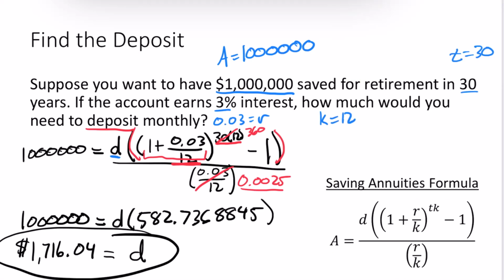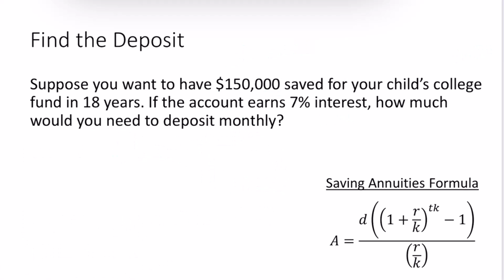And at this point, because this is my answer, it's okay to round it to just 2 decimal places. And so that would be my monthly deposit that I need to make if I want to have $1 million saved for retirement in 30 years. So why don't you go ahead and try this problem on your own and then restart the video to see what the answer is.